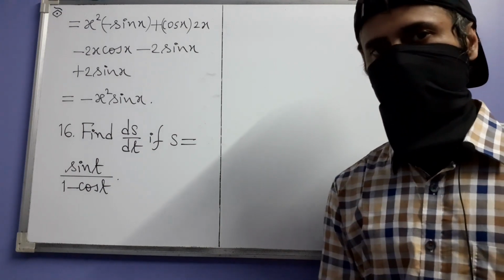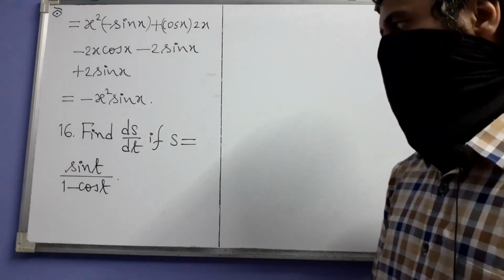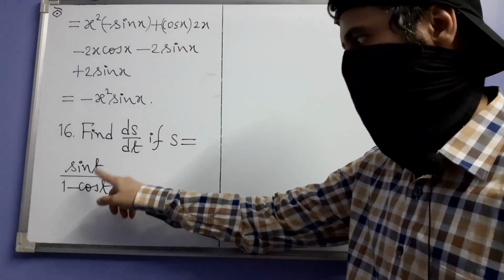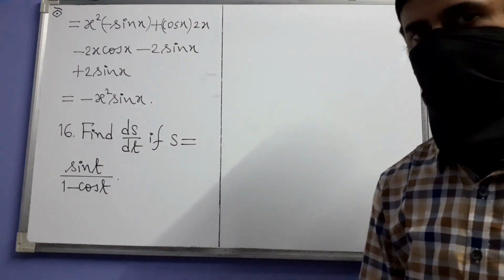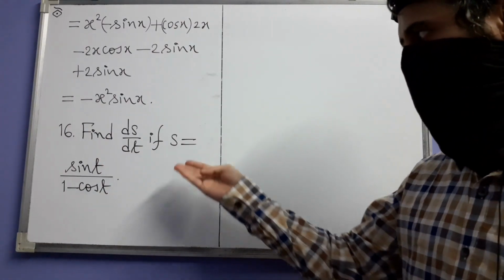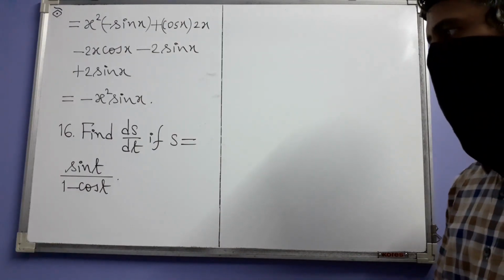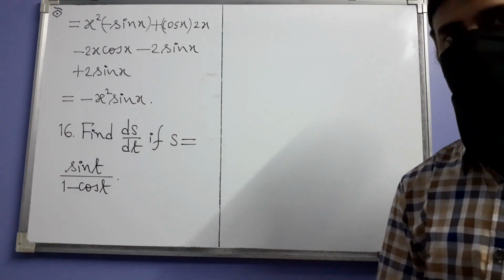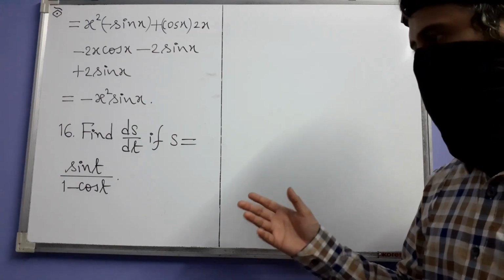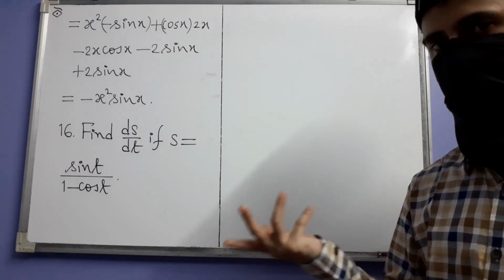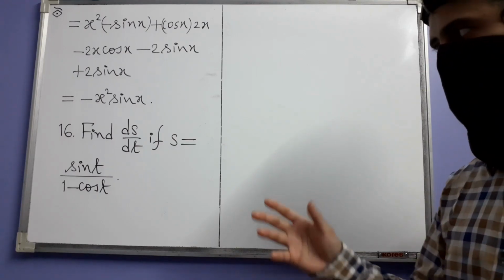In this one, we have to find ds/dt, where s equals sin t divided by 1 minus cos t. Still we have to differentiate, but the variable names are slightly different. And we are going to do this in two different ways. It's up to you to choose which one you want to write.